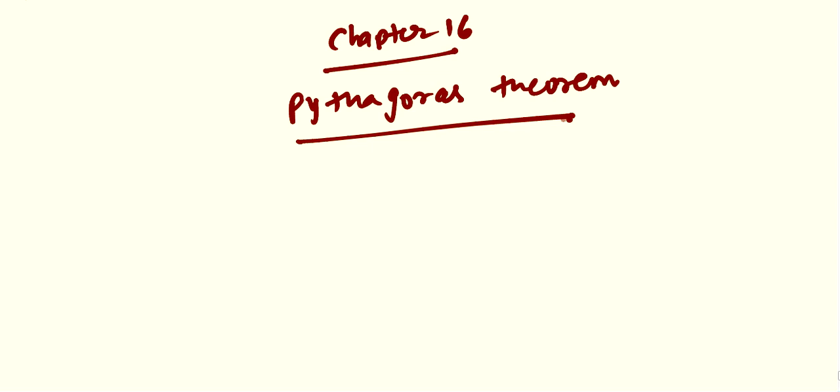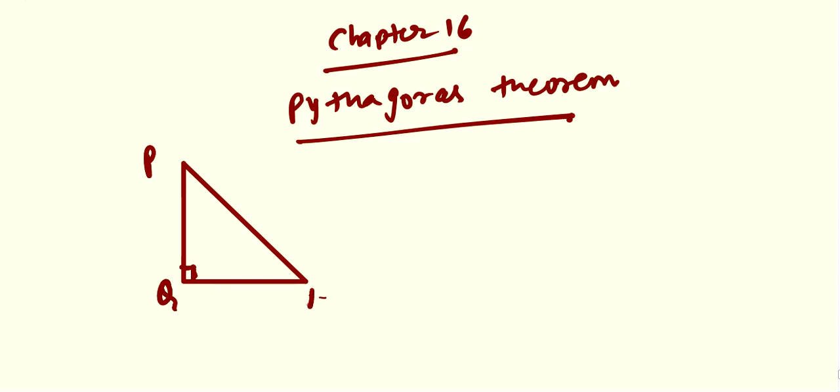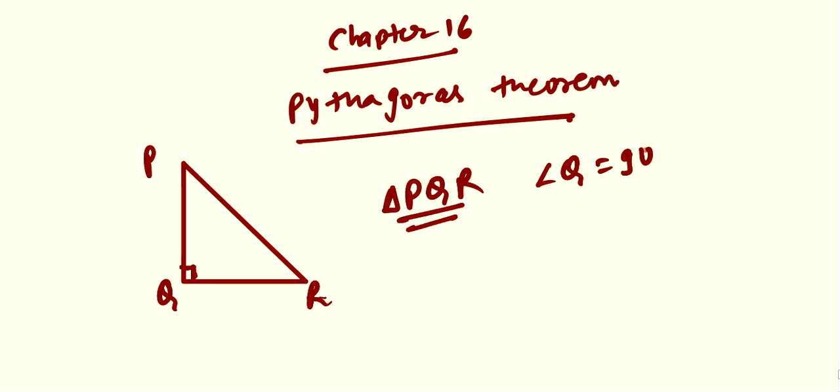Pythagoras theorem is based on the right angle triangle. A right angle triangle is a type of triangle in which we have one angle exactly 90 degrees. That's why the name is given right angle triangle. This is your triangle PQR, 90 degrees at Q. So angle Q equals 90 degrees.